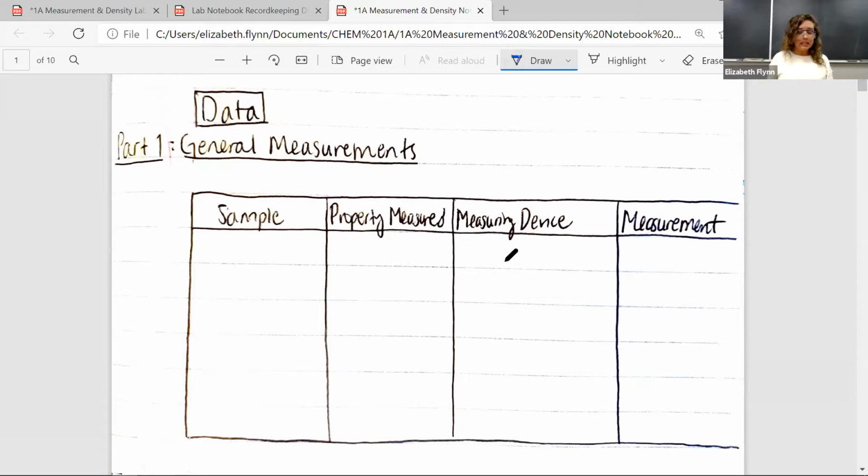For part one, we're going to take some general measurements of different samples. What we're going to do is I'll write them up here before I show you. We are going to be measuring water 4 different times.